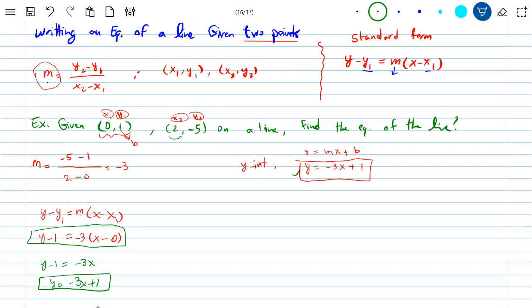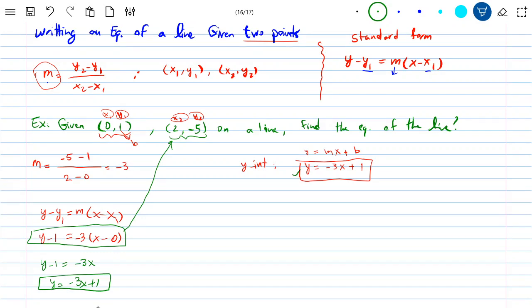If you use the other point, if you use (2, -5) instead of (0, 1) in this equation, you're expected to get the same result. It's not going to give you a different equation. After you simplify it, you will end up with the same equation.